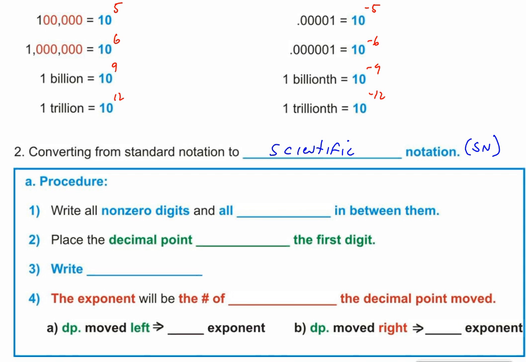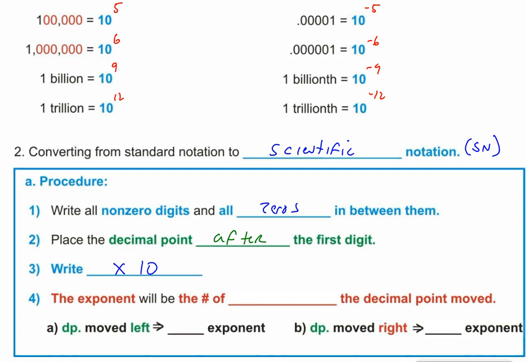All right. Write all non-zero digits and all zeros in between them. That won't mean much to you right now, and I'll show you what I mean in a minute. This next one's really important, the second one in green here. Place the decimal point after the first digit, always. The decimal point always goes after the first digit. You'll next write times 10. And this is about the only time we use an X anymore for multiplication. It does represent multiplication, and we usually use an X for proper scientific notation, not a raised dot.